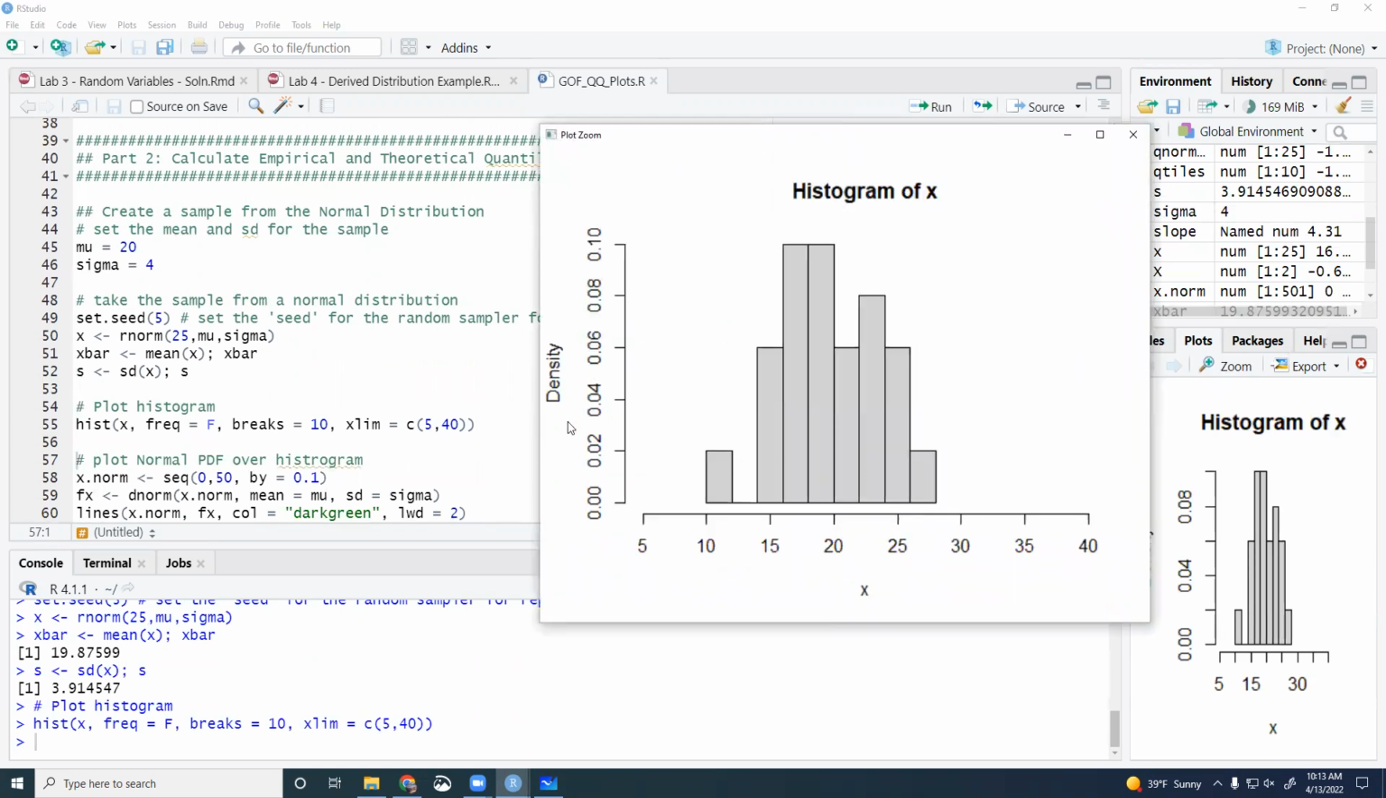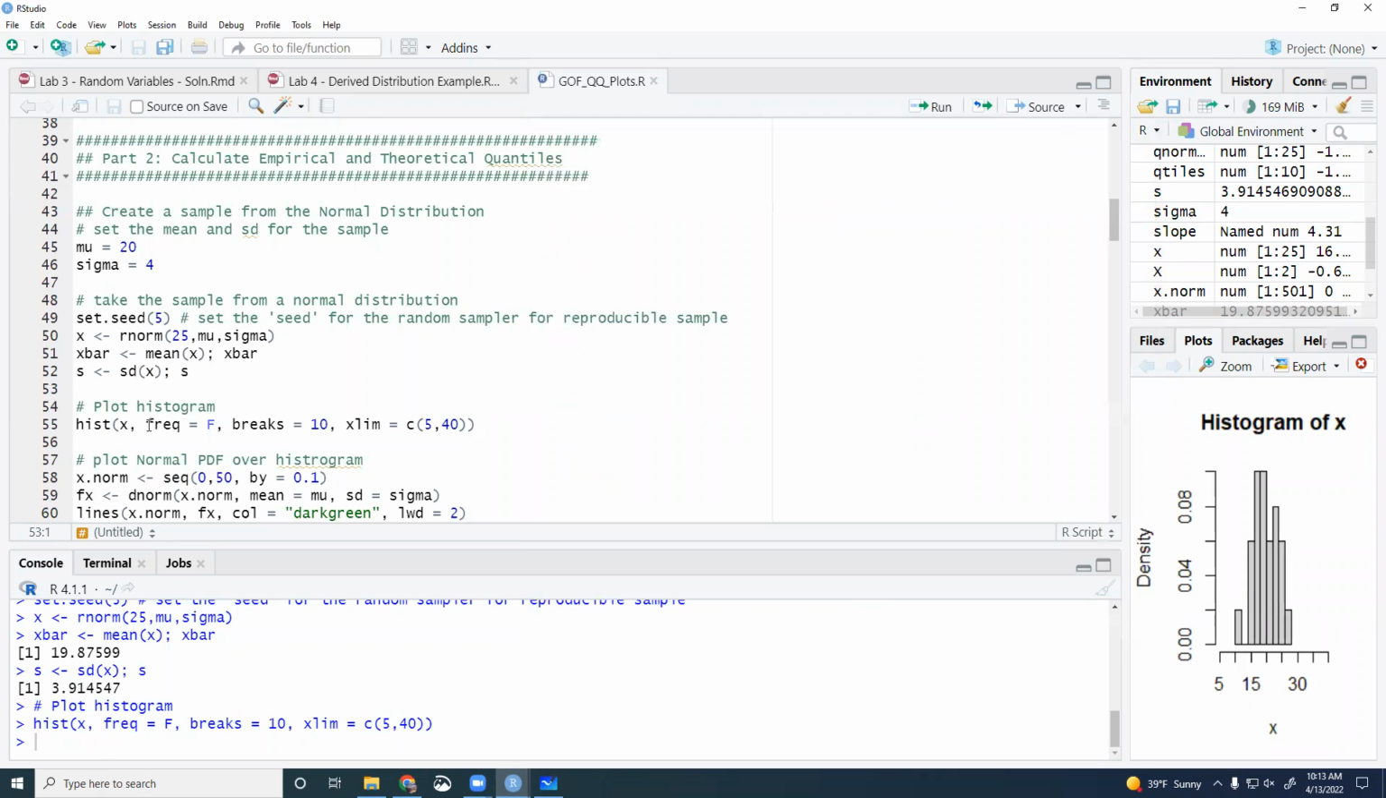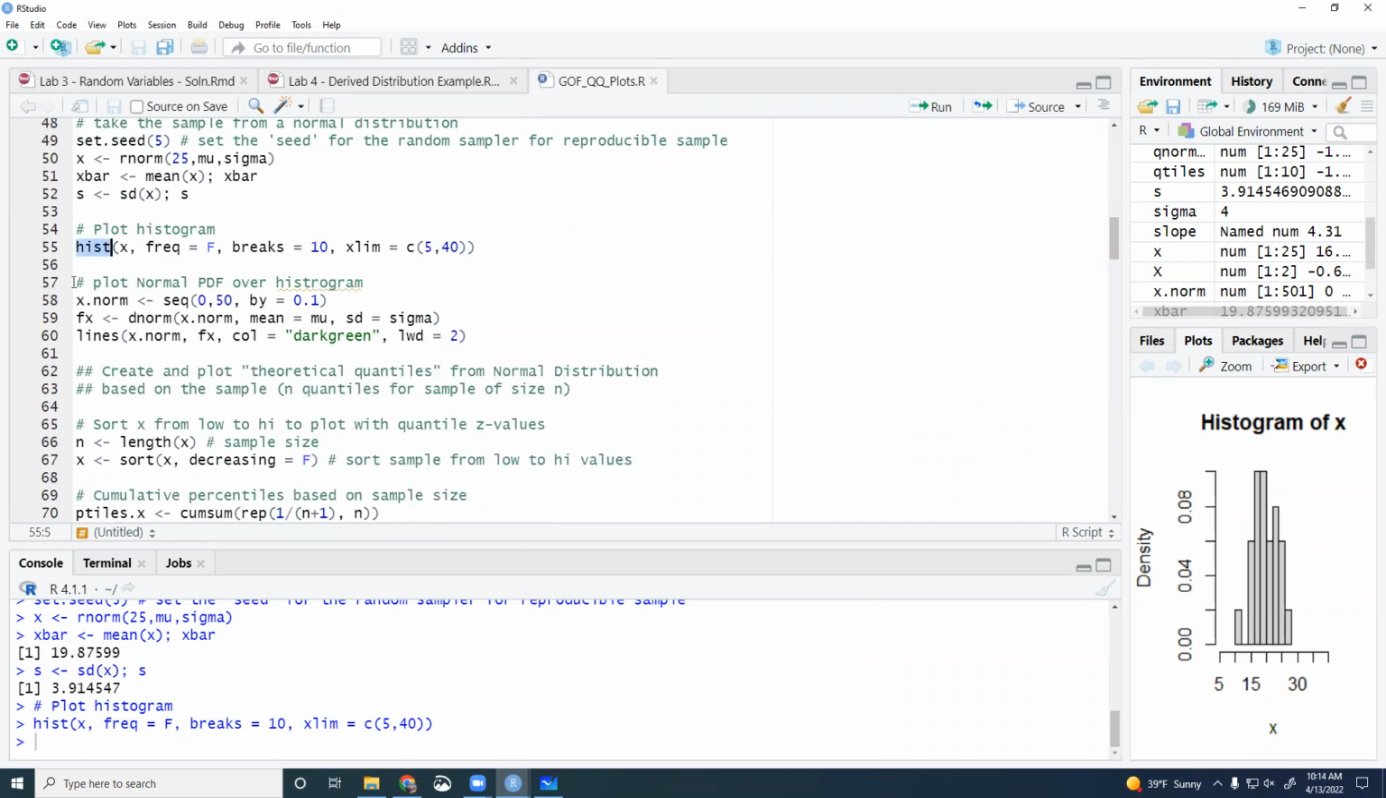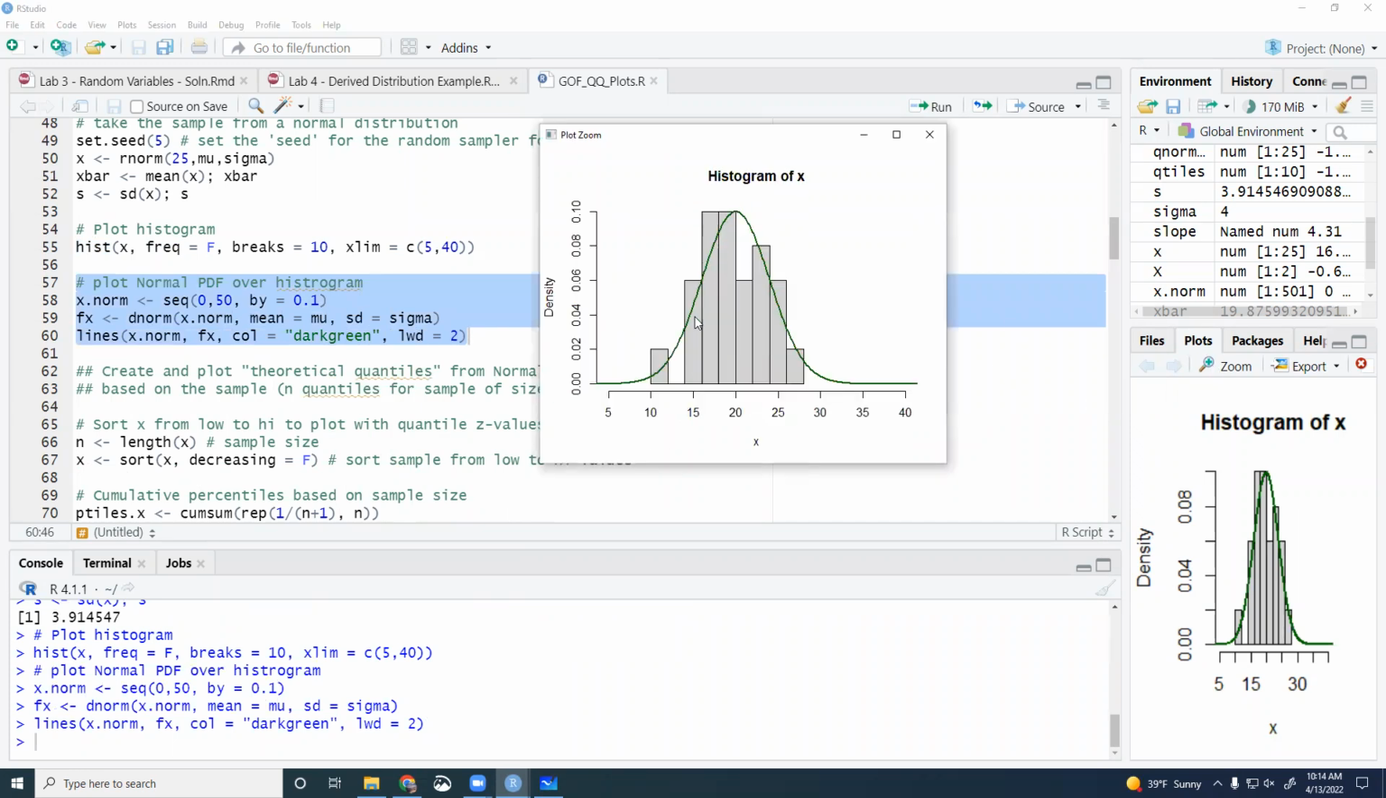And notice I have density on the y-axis. That way I can plot probability density functions over that. The way to do that, again, is frequency equals false in the histogram function. We can plot a normal distribution over that. And there's the fitted normal distribution.